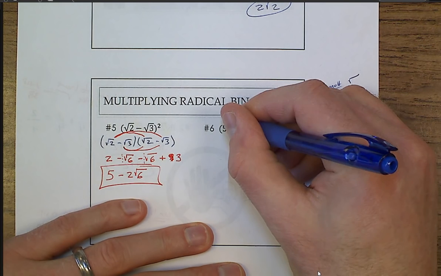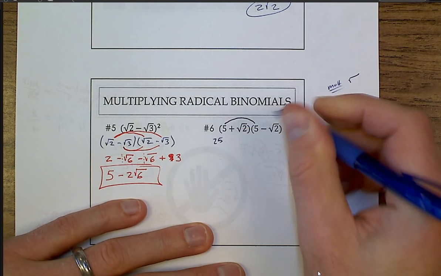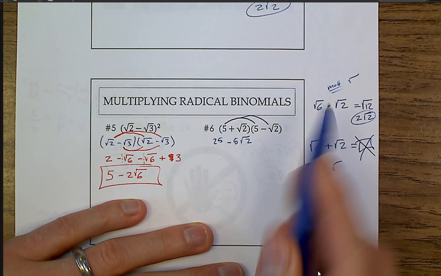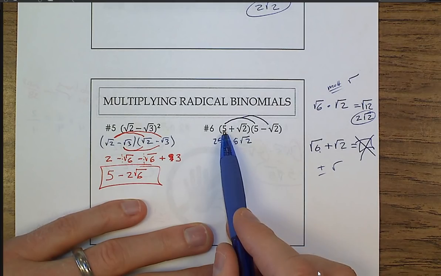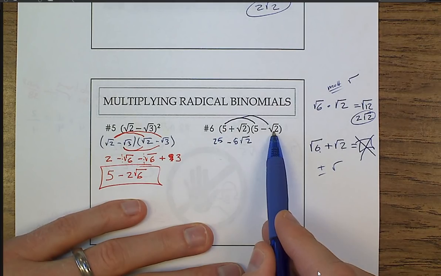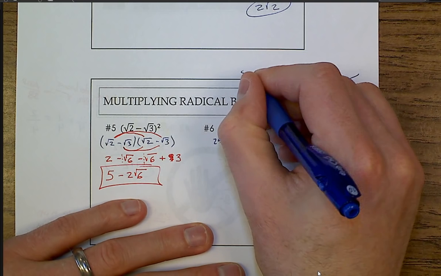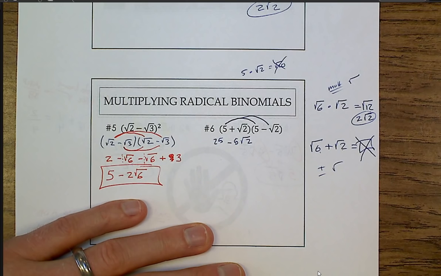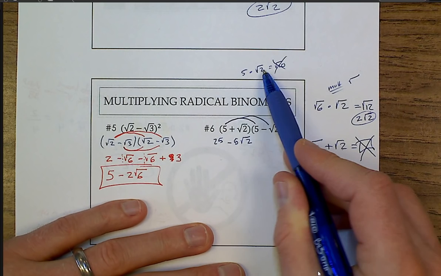5 times 5, 25. 5 times negative radical 2 is negative 5 radical 2. You cannot times a term like an integer like 5 with a radical and make that. A lot of kids will do this wrong. 5 times radical 2 and try to tell me radical 10. You can't do that. Okay? If you just have a number times a radical, you just put it out in front like I did here.